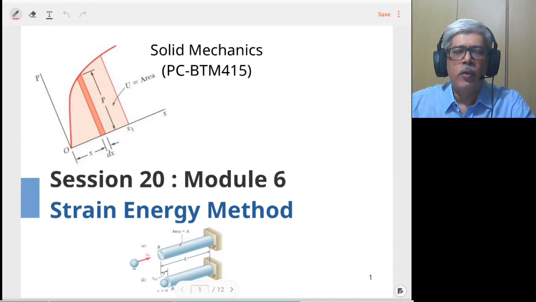In this session we will be looking into two types of problems. One is the members which are subjected to axial load, and secondly members which are subjected to pure shear loading such as the bar under torsion. We will understand how to calculate the strain energy stored in these members, and we will illustrate the method by using numerical problems. So let's proceed first to understand what is strain energy.